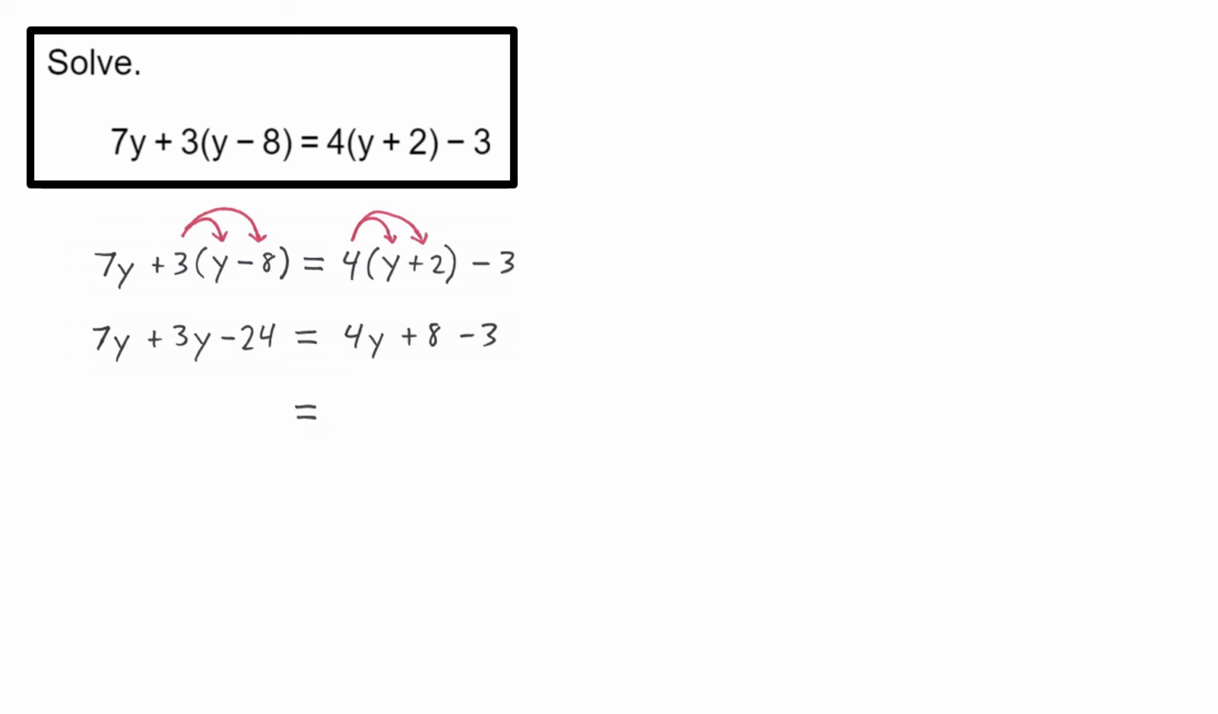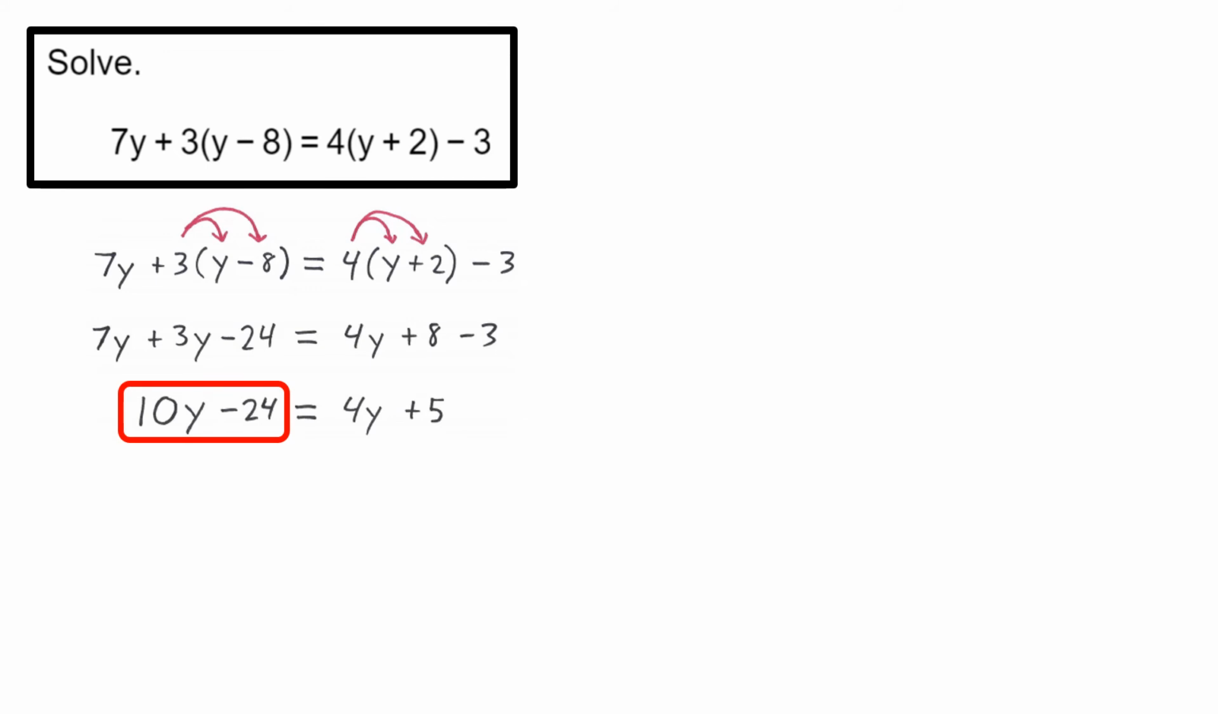Now we continue to simplify. Notice on the left, there are some y terms that are common. So we can combine them by adding their coefficients. 7 plus 3 is 10, so we get 10y. The minus 24, we can just bring down. On the right-hand side, the 4y is not common with any of the other terms, so we can bring it down. The positive 8 and the negative 3 can be combined. 8 minus 3 is positive 5.